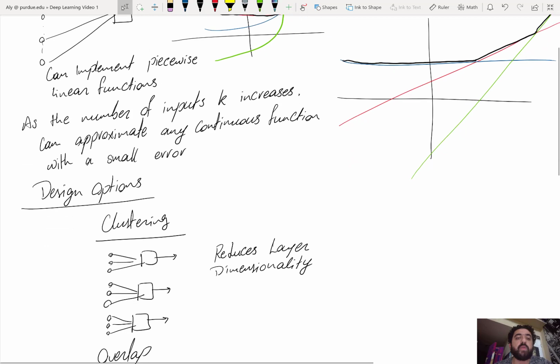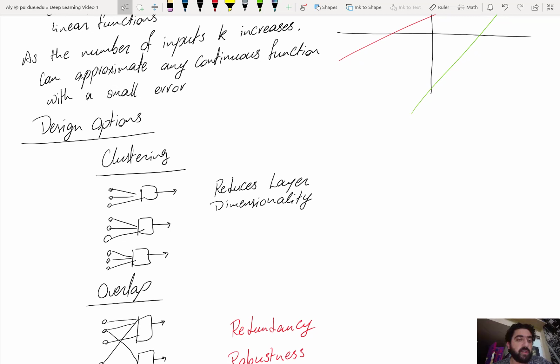Now there are 2 variants, or 2 design options, for Maxout functions. You could either do clustering, where you group the units of the last layer into groups, and then each group of k units you input into a Maxout function. The advantage of this is that you reduce the layer dimensionality. If k equals 3 and you do this clustering, then you reduce the size of the layer by 3, right? If your layer had 3000 units, then after Maxout it becomes only 1000. So it reduces the dimensionality, and hence the number of parameters going to the next layer.